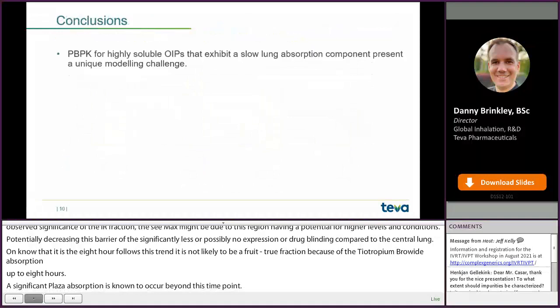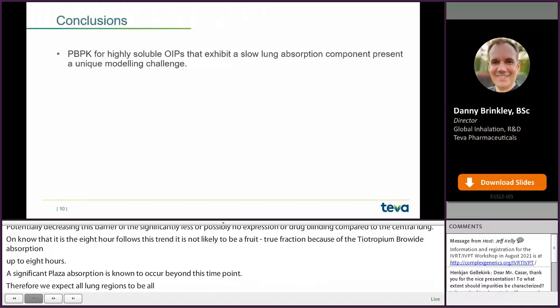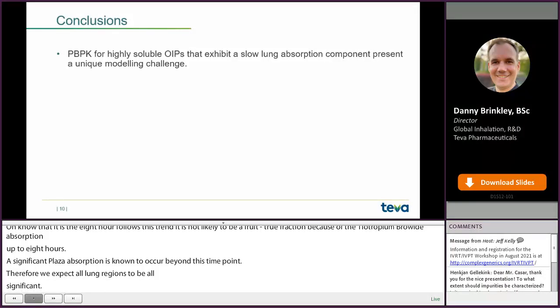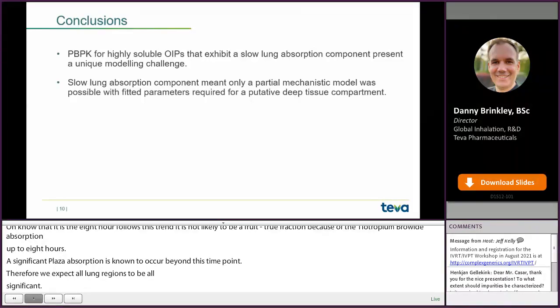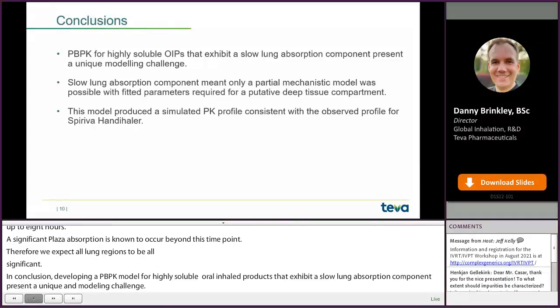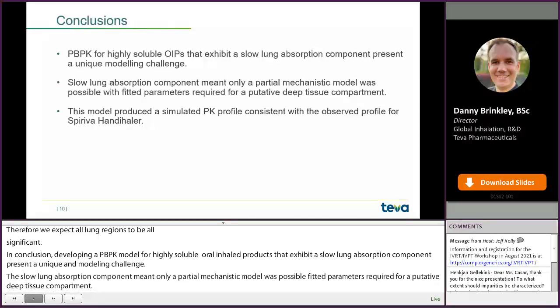In conclusion, developing a PBPK model for highly soluble orally inhaled products that exhibit a slow lung absorption component presents a unique challenge. The slow lung absorption component meant that only a partial mechanistic model was possible, with fitted parameters required for a putative deep tissue compartment. This model produced a simulated PK profile consistent with the observed profile for the Spiriva Handyhaler, with simulated observed ratios ranging from 1.0 to 1.2 for Cmax and AUC to 8 hours respectively.